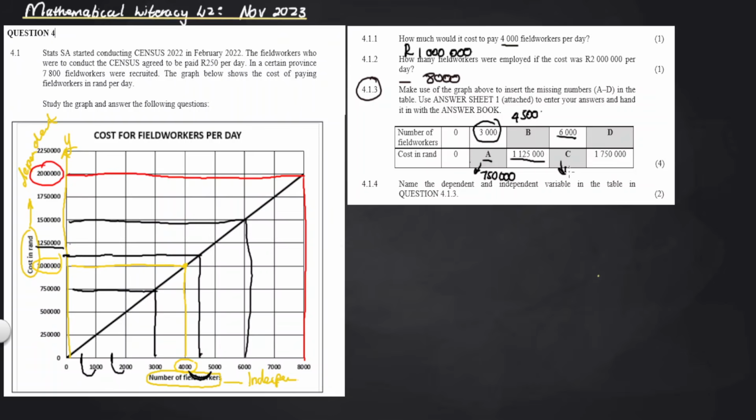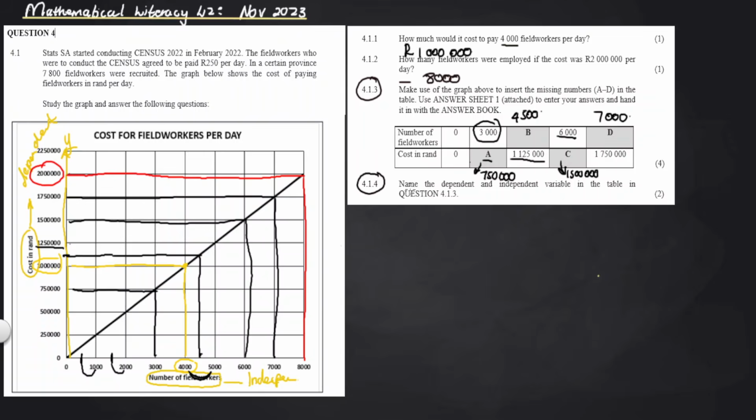And then for 6,000, we're gonna say 6,000 all the way up is 1,500,000. And then here we have 1,750,000. Then we drop it down like this. Then go about 7,000. So these are the answers for 4.1.3.